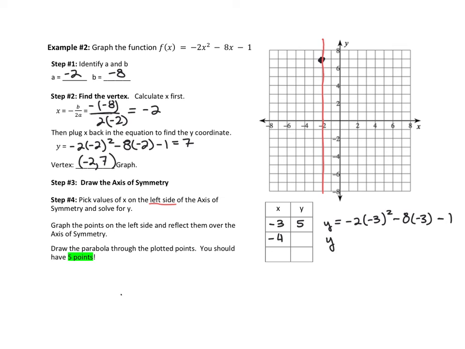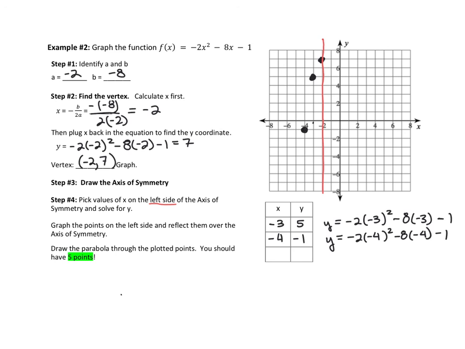And then for the next one, y is equal to -2 times -4 squared minus 8 times -4 minus 1. If we put that into our calculator, we would get -1. So I'm going to graph those 2 points. -3 in the x, 5 in the y, and then -4 in the x, -1 in the y.